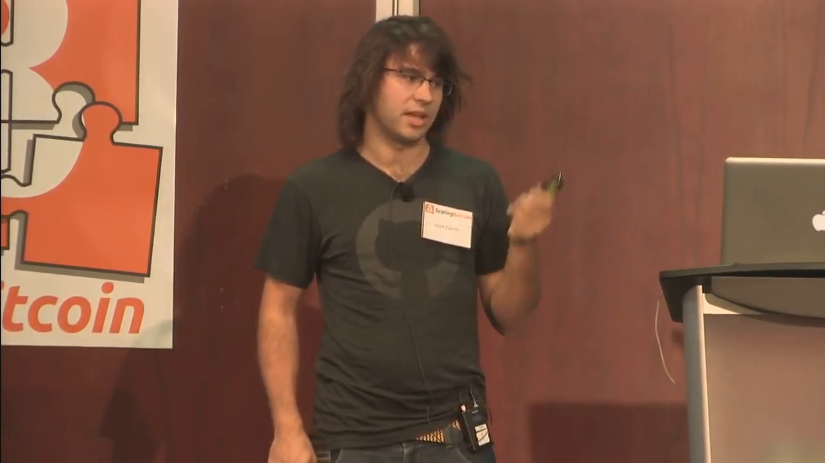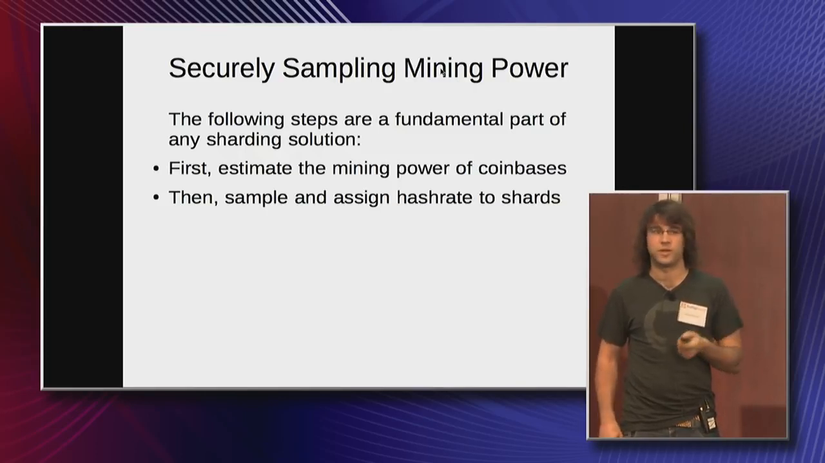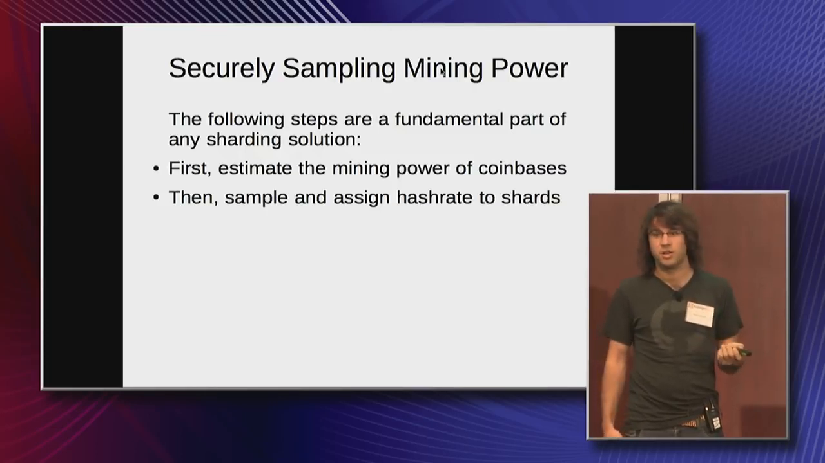So again, we need to estimate the mining power of all these miners, and then we need to sample them and assign them to shards. This is really important because otherwise, if we have a shard that's secured by 2% of the mining power, any Byzantine 3% could go over there and produce invalid blocks. So we need to securely sample the hash rate and then assign it to the shards.